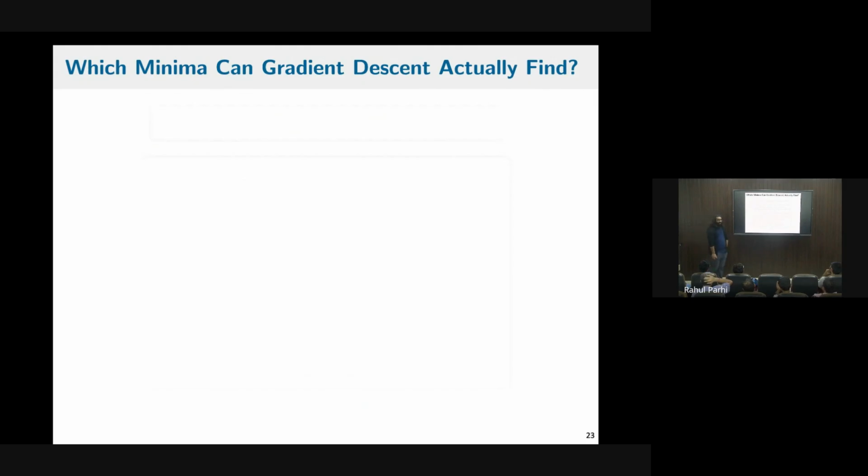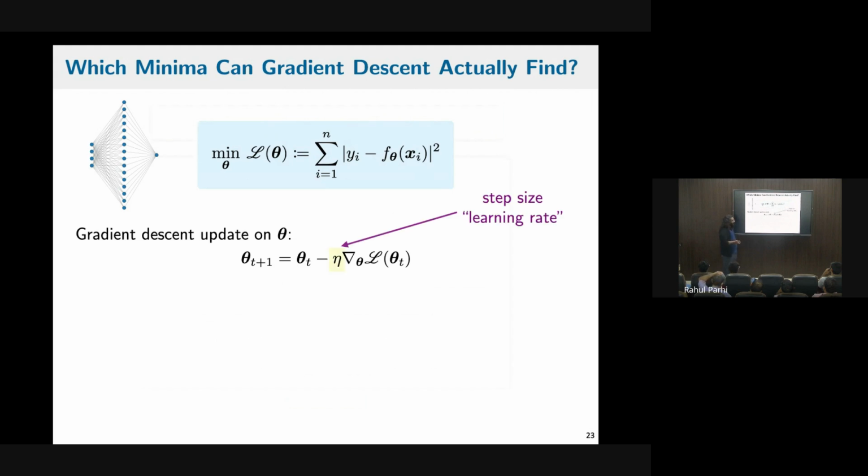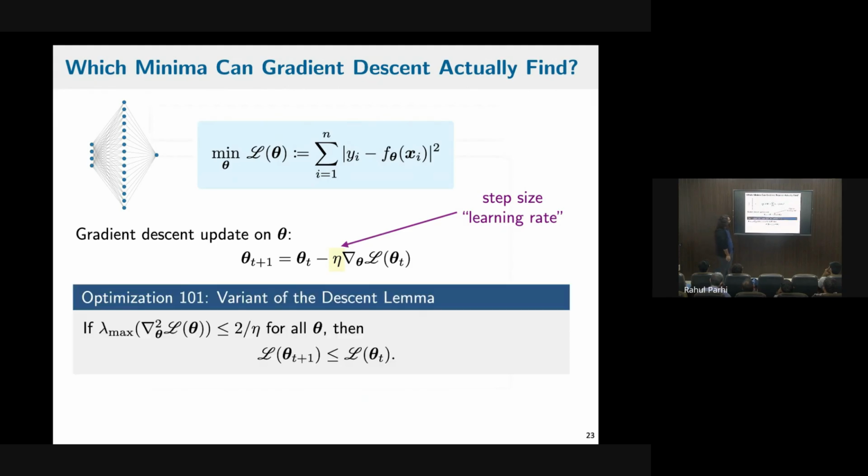Okay, so which minima can gradient descent actually find? So again, just to remind everyone, the setup: one hidden layer neural network, least squares loss, no regularization. And we're doing gradient descent to train the model. So let's let theta be our parameter vector. And just remember, what is the gradient descent iteration? It's this guy here. Next iterate is current iterate minus step size times gradient of the loss at the current iterate. Okay. Gradient descent, fixed step size. This will be the setup we'll focus on. So for those of you who've taken an optimization class, there's this nice lemma called the descent lemma.